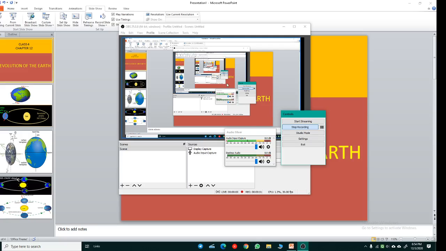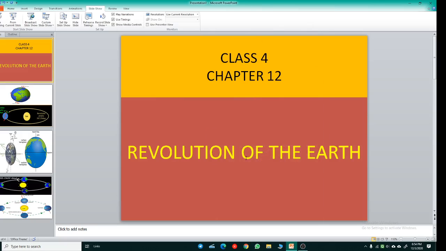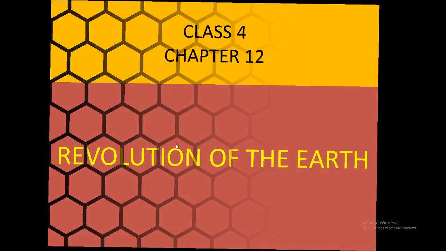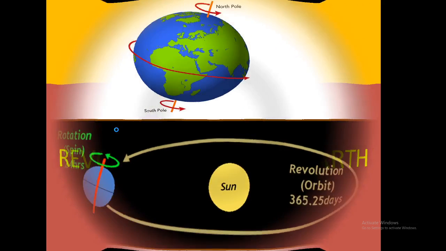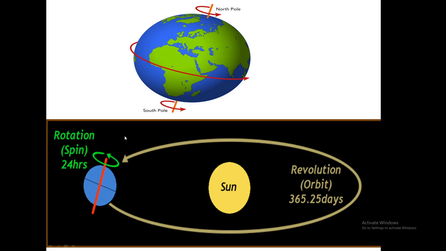We will learn about the new topic, that is the revolution of the earth. What is meant by revolution? Revolution is the movement of the earth around the sun in its own orbit. How many days does it take to complete one revolution? It takes 365.25 days. That means 365.25 days, right? That is one revolution.